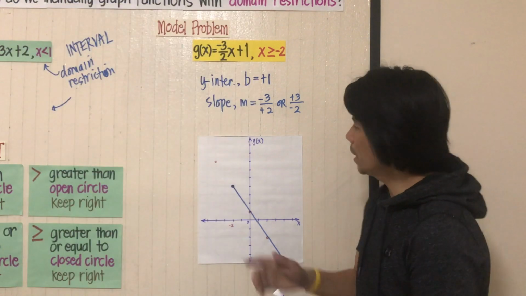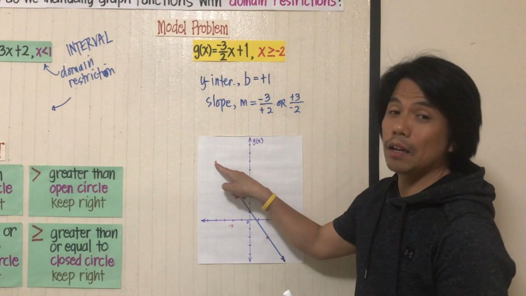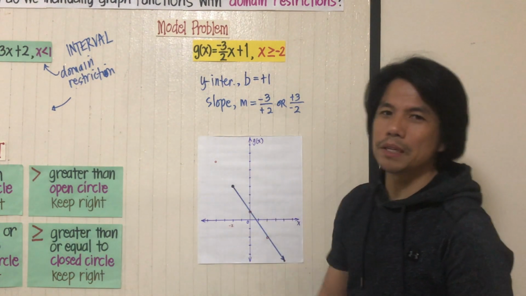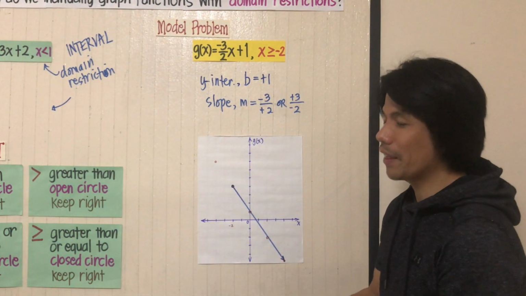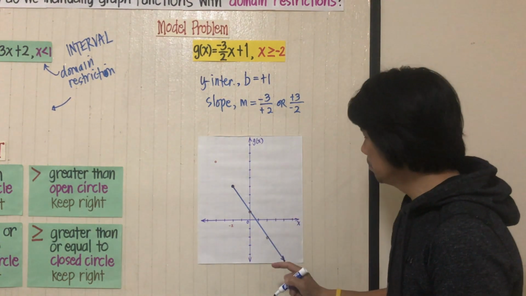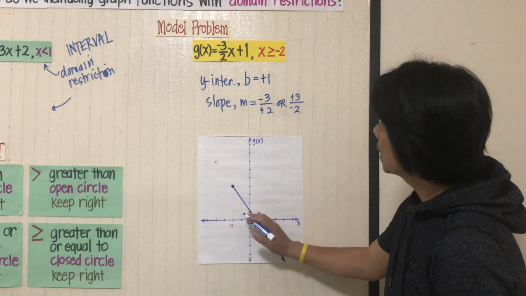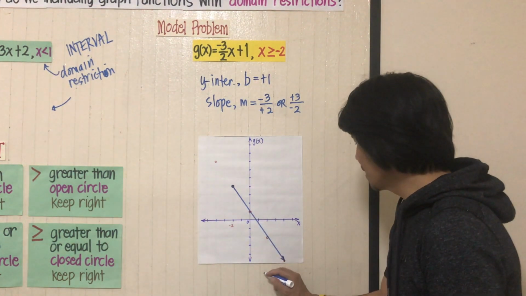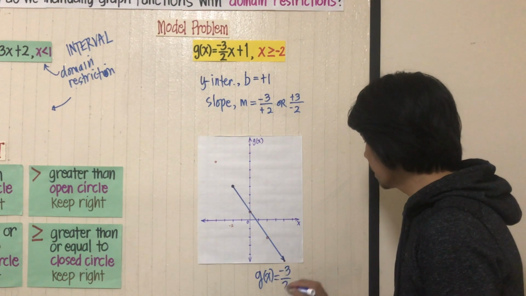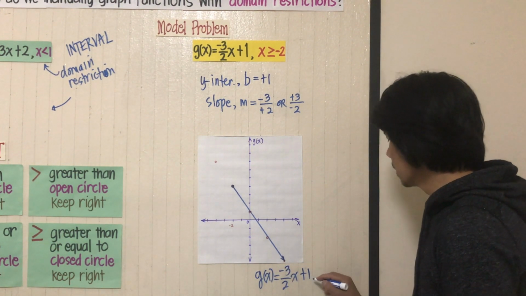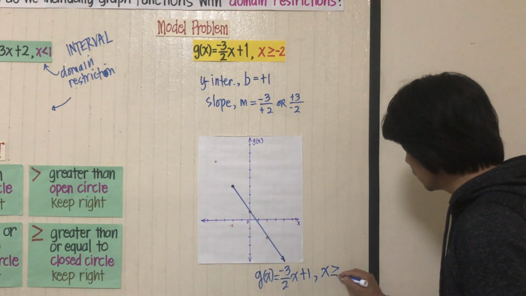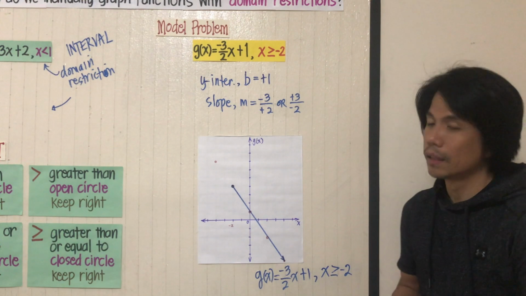One last thing. So what are you gonna do with this open circle here? Since it's not part of the graph, you just simply erase it. And also, I think I forgot to mention it in the first small problem that you need to label it. But this time, we're gonna do it. So this is g of x equals negative 3 over 2x plus 1 with the restriction of x is greater than or equal to negative 2. There you have it.